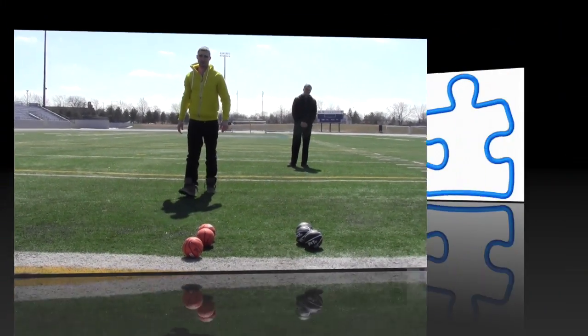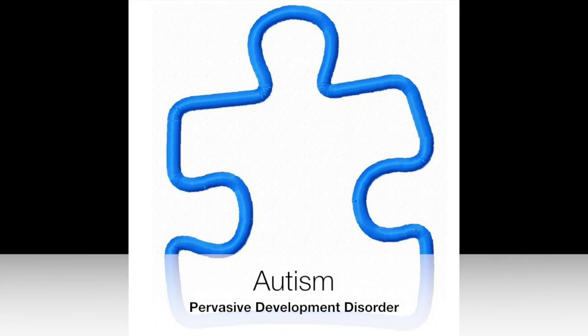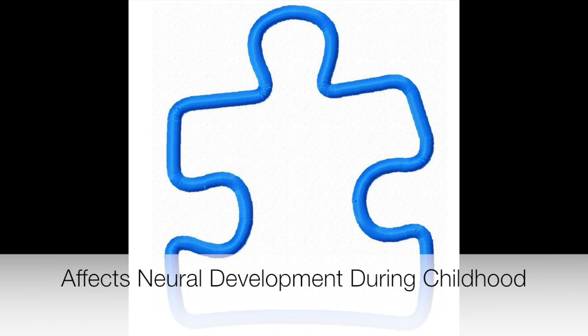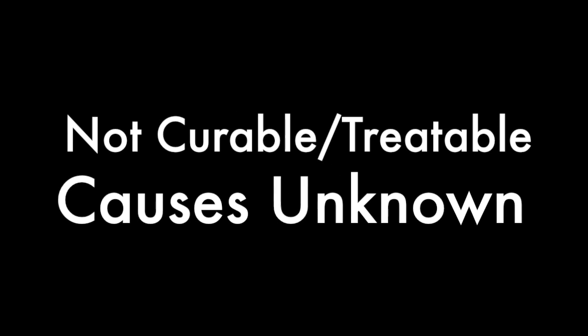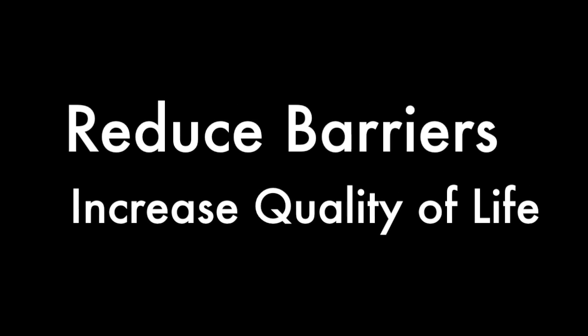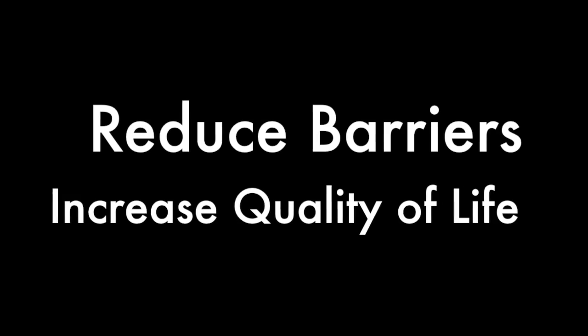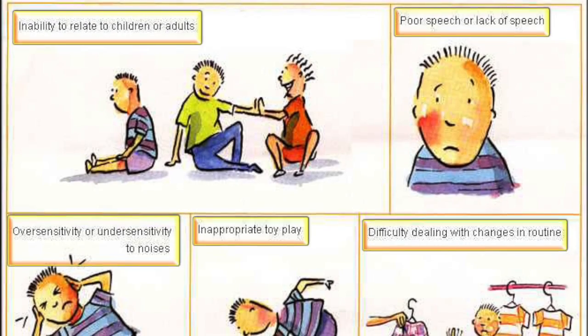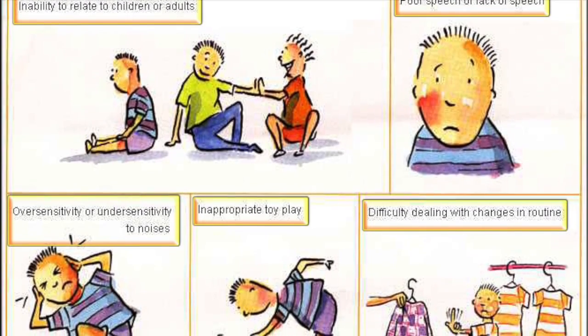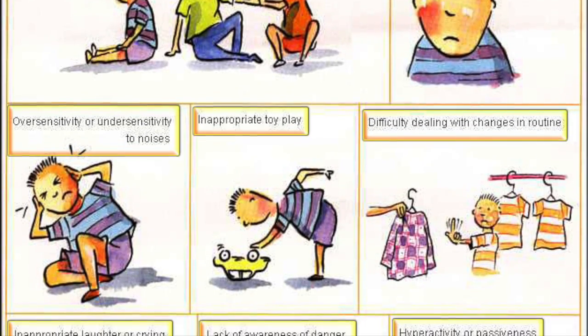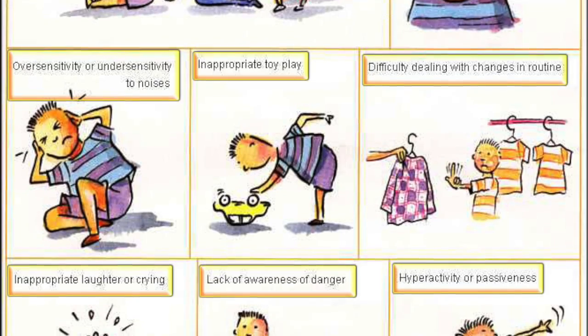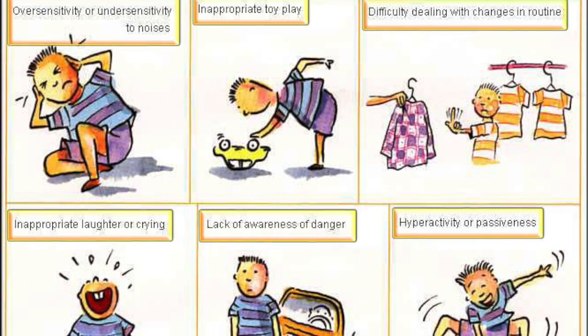Autism is a pervasive development disorder that affects neural development during childhood. Autism is not curable or treatable, and the main causes remain relatively unknown. However, adaptations can be made in order to remove barriers for those affected and increase their quality of life. The most common characteristics of autism include communication barriers, difficulty with social interaction and social norms, certain stereotyped behaviors, and a need for structured routine.